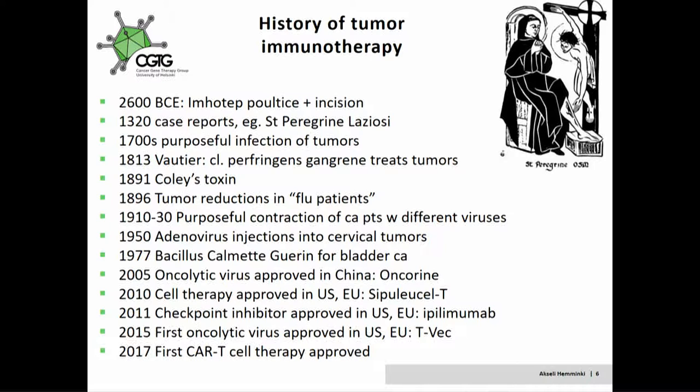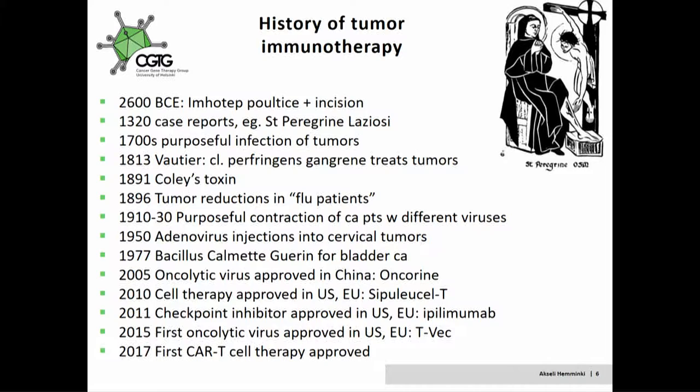It's actually a tuberculosis vaccine, which is instilled locally in the patients with bladder cancer, and it continues to be the most effective treatment of recurrent superficial bladder cancer. And then the first oncolytic virus was approved in China in 2005. The first cell therapy was approved in the US in 2010.